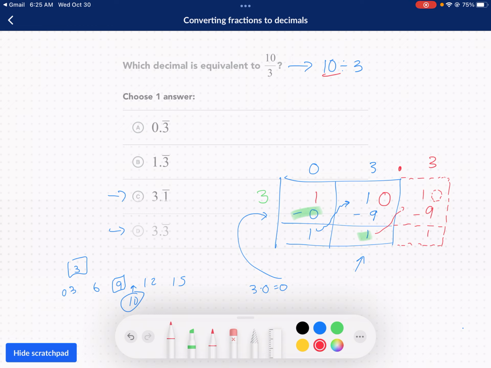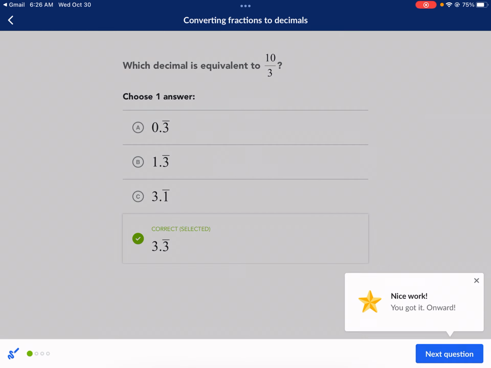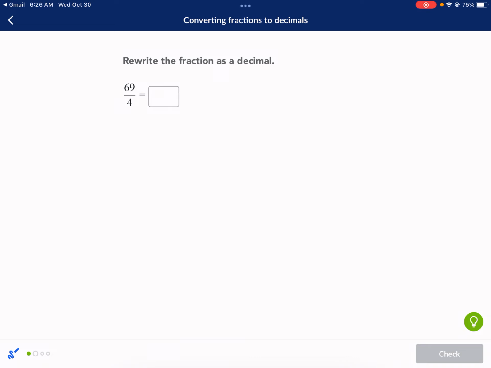You see that I'm in the same situation. I'm in a repeated process. If I were to continue doing this, I go to the next decimal place over, there's a 0 there, I bring up the 1, and you see that I have the same thing. So I'm going to keep getting this 3 because I keep getting remainder 1. So this is going to be a repeating decimal, and it's going to be 3.3 repeating. So I'm going to go ahead and punch that in, and I'm all set. Okay, rewrite the fraction as a decimal.